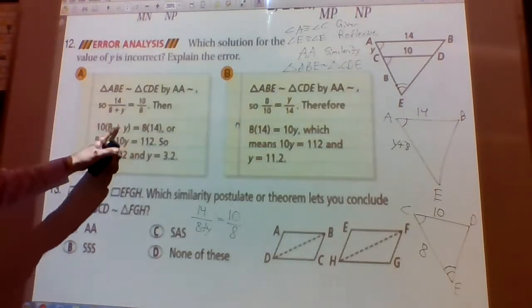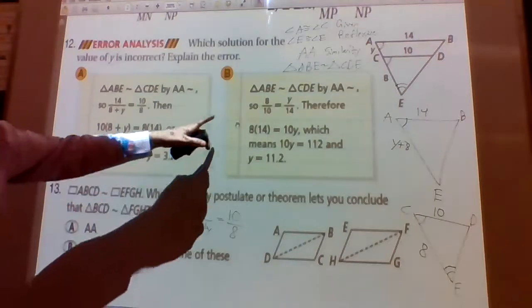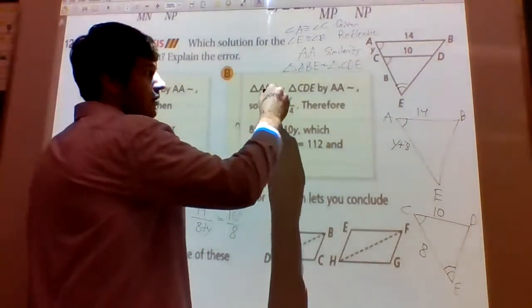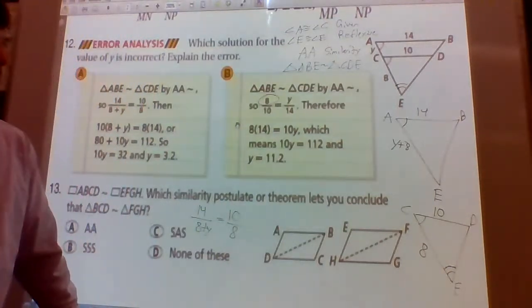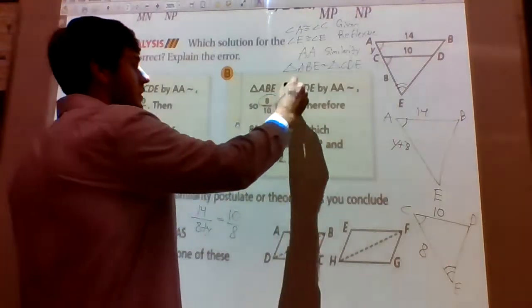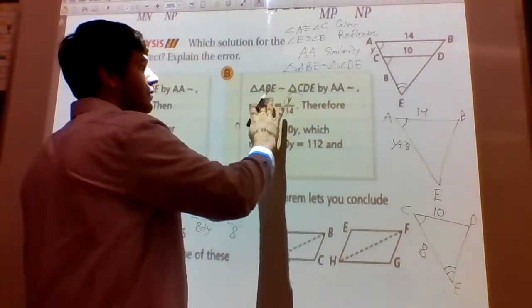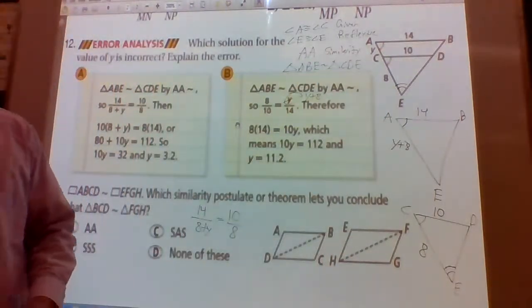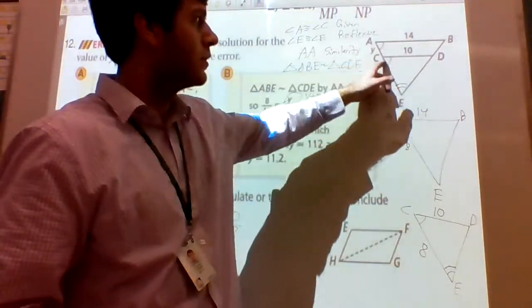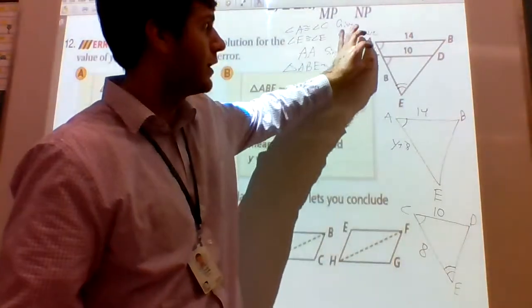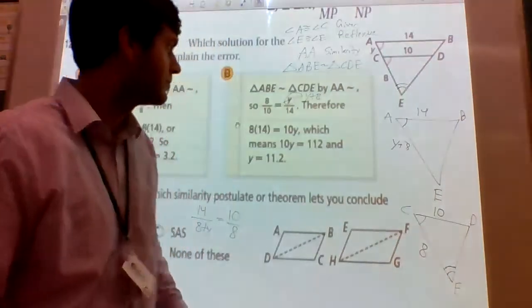Okay, then they cross multiplied and solved. Here though, their error is going to be right here. Nope, their error is here. They put y instead of y plus 8. This should say y plus 8. Okay, this whole piece right here is y plus 8. This y and then 8, so y plus 8.